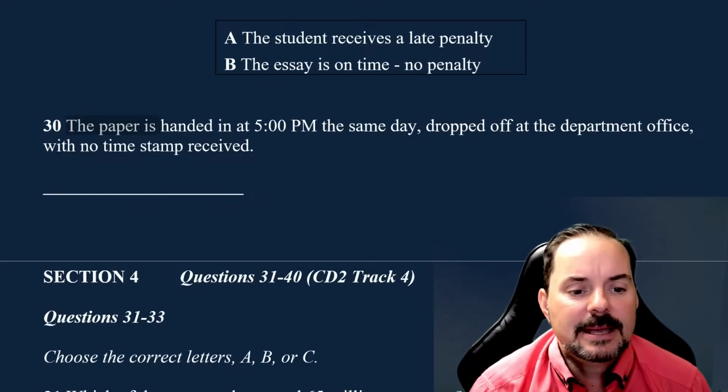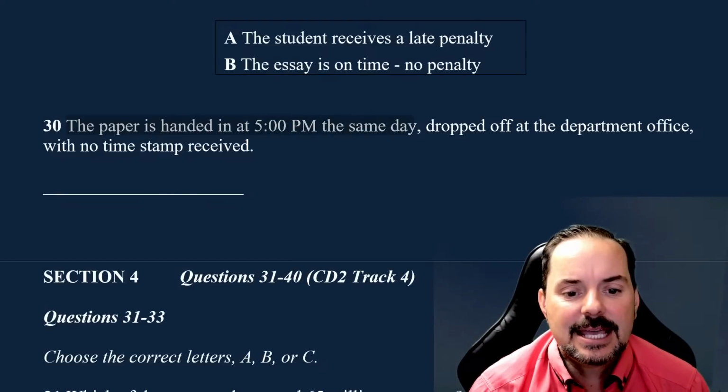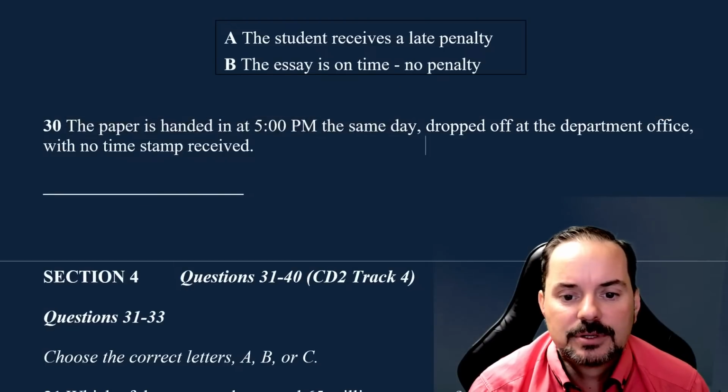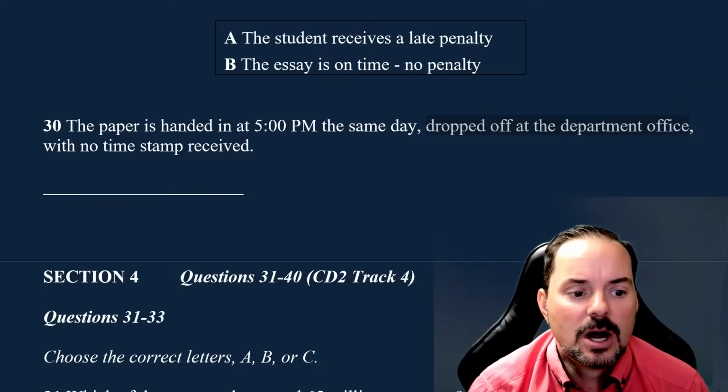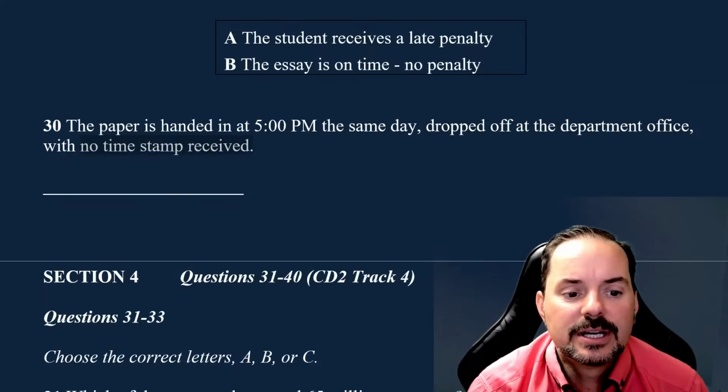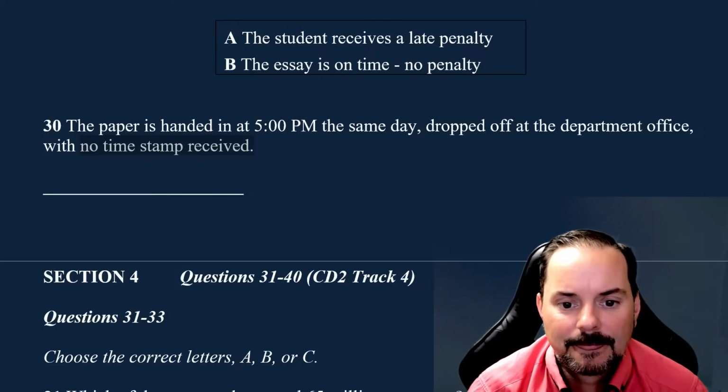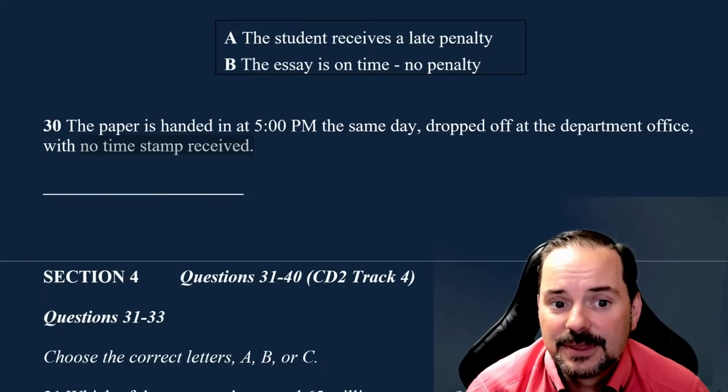Number 30. The paper is handed in at 5 p.m. the same day, dropped off at the department office with no timestamp received. Okay, so it's picked up the next day.